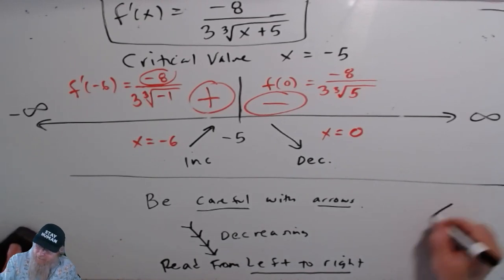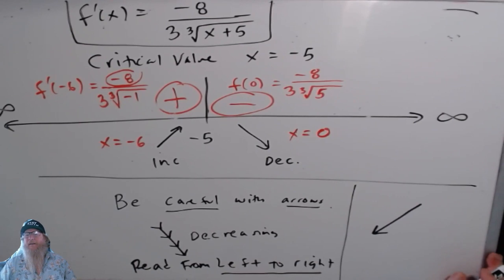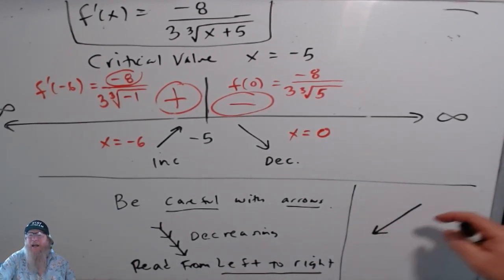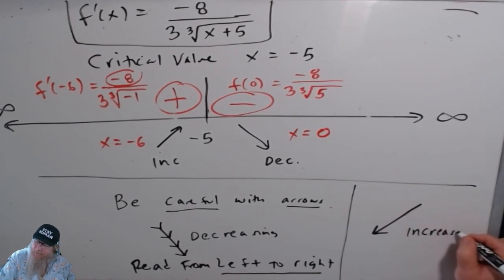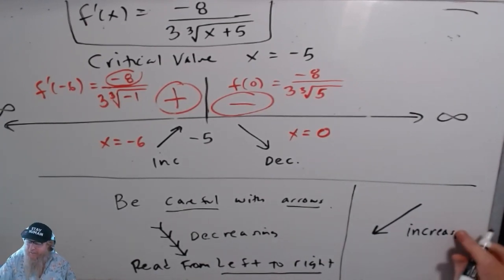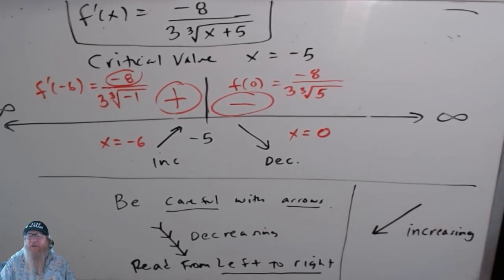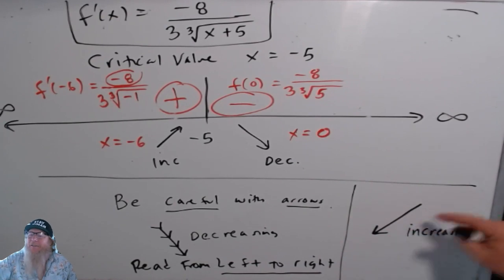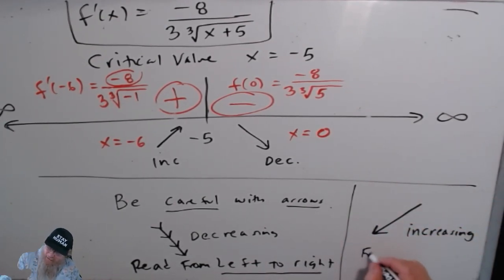Right. Similarly, something like this. Doesn't that look like it's decreasing? But it's not. It's increasing. Or we call it an interval of increase. I say it both ways. Interval of increase or increasing. I know it's confusing, right? Because doesn't it look like it's going down? But you always want to read from left to right.